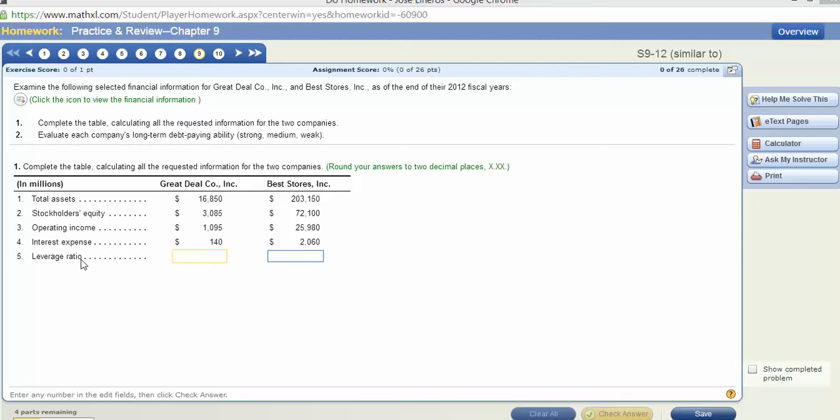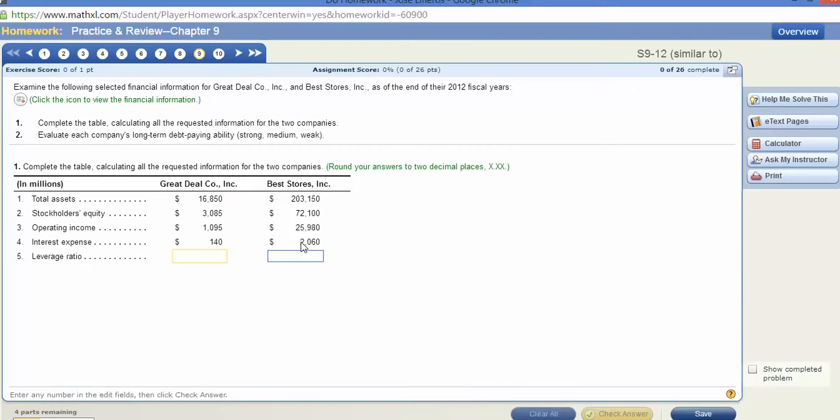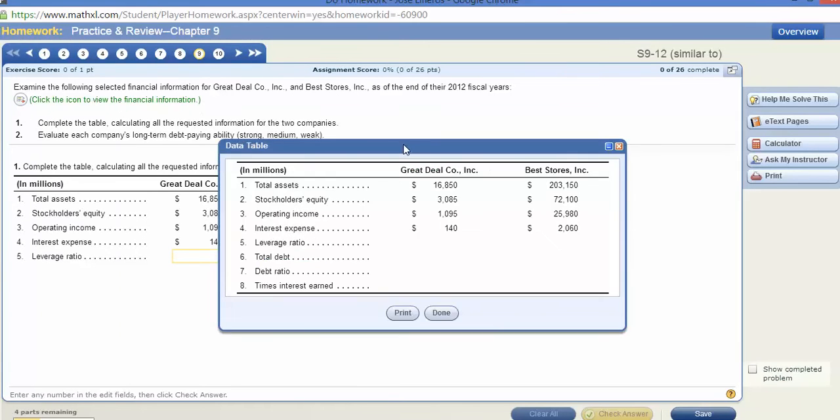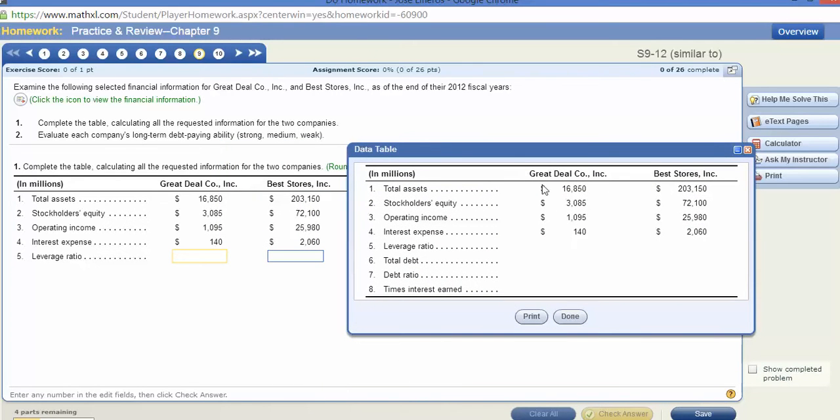If you remember from your book and lecture, the leverage ratio is the total assets over the total stockholders' equity. A couple of things I want you to notice here. When you click and view the financial information for Great Deal and for Best Stores, notice something that might save you some time and grief on test day. It's giving you the total assets, equity, operating, some different information. Of course, it doesn't give you this because it's asking you this, but it gives you this information.